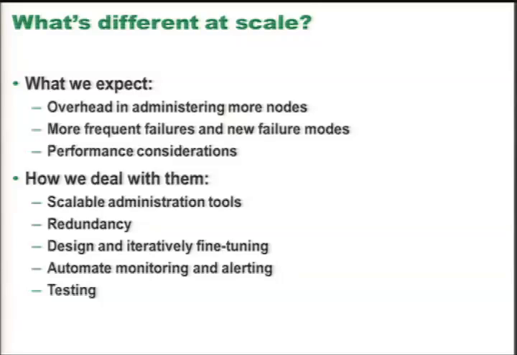So to start off, what's different at scale? Well, pretty general things. We expect that there's going to be more nodes, more components, so that just means there's more things to fail. So we need to have tools that have ways of dealing with these. We need to design redundancy into the system, just practice good design, taking into account performance considerations. We'll do some fine tuning. Some pretty basic stuff. Something that's also really important is testing.